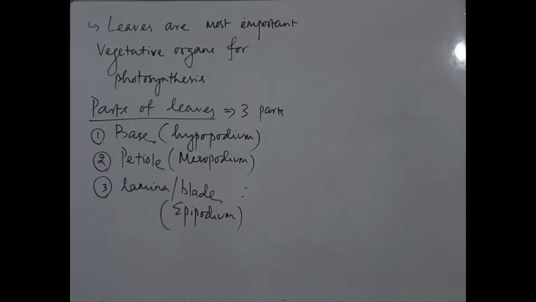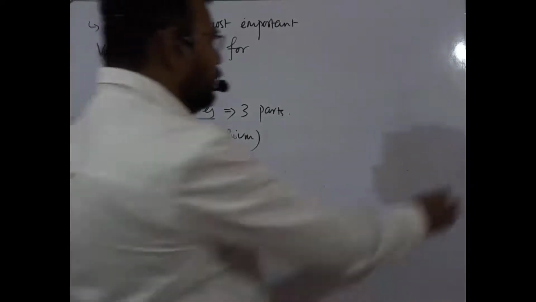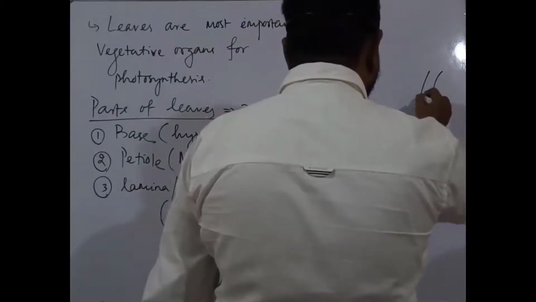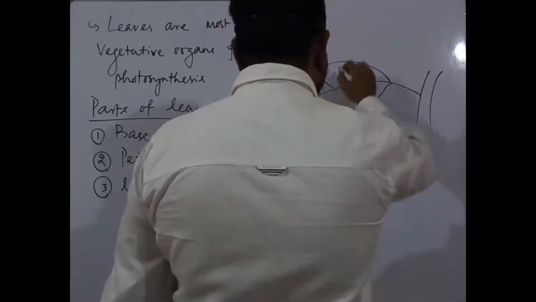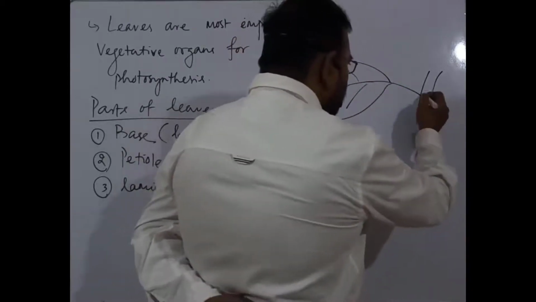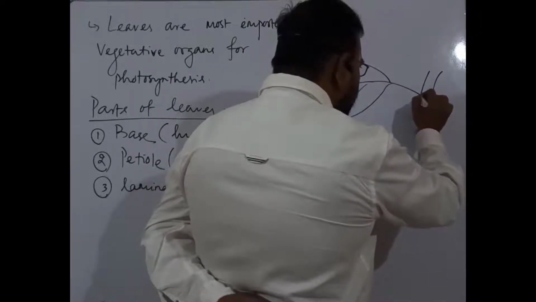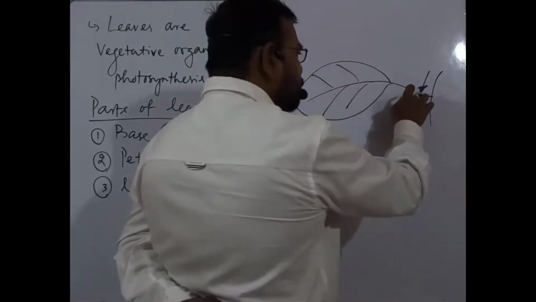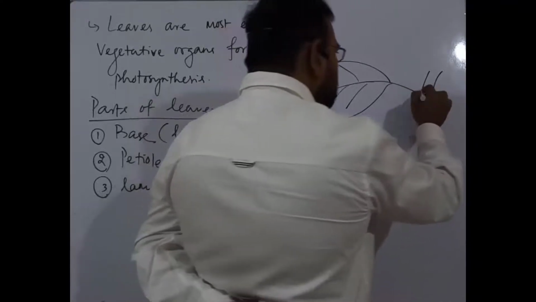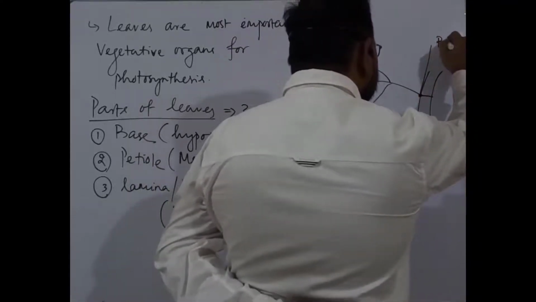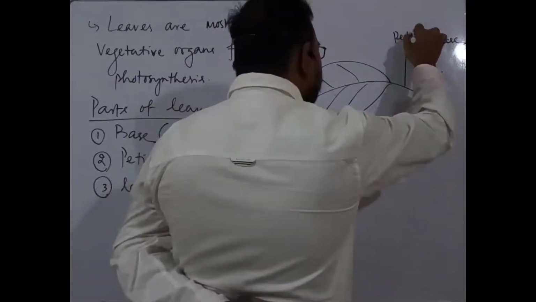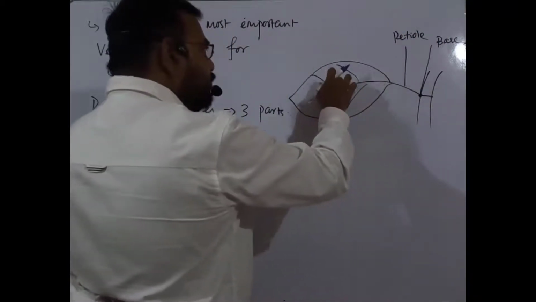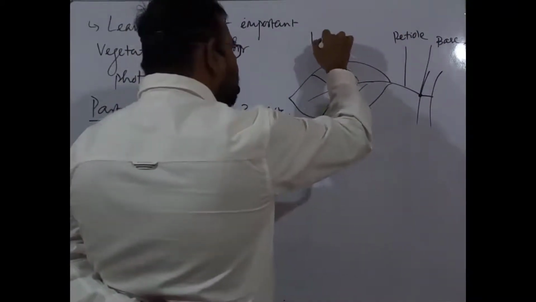So you can follow the diagram of the leaf at the page number 70. This diagram has been given. So here is the stem. At this point, leaf is attached to the node of the stem. So this point is known as base. And the stalk of the leaf is known as petiole. And the expanded green structure of the leaf is known as lamina.